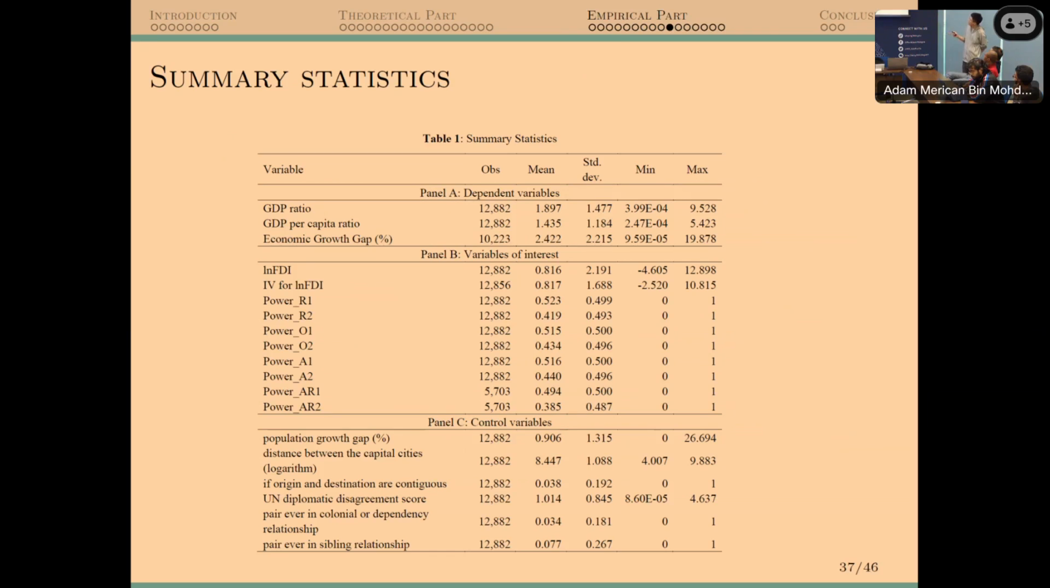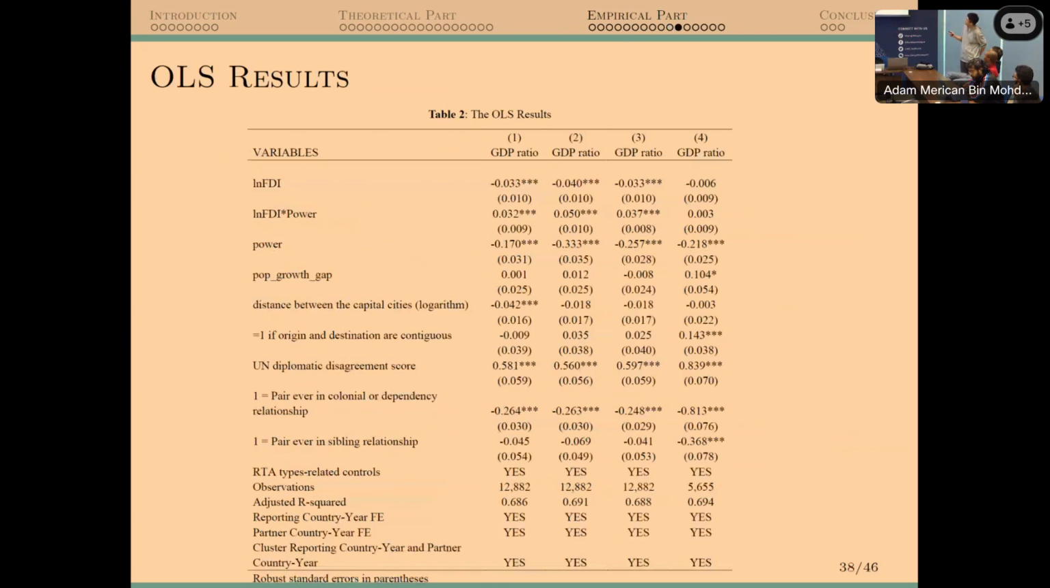Okay, so this is the OLS result. As you can see, we find the negative coefficient, except for this one where we're using the ratio. But as I said, we lost a lot of observations here when we calculated the ratios. We find the positive interaction term, right? So this is all as hypothesized.